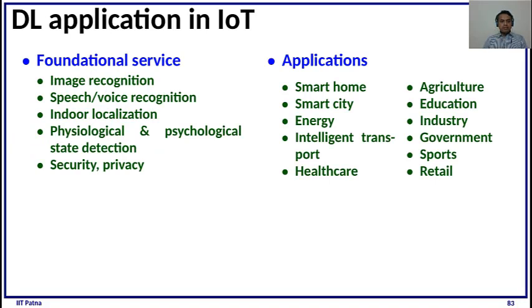So now let us take a look at the basics of deep learning that can actually help IoT. In the first part, we look into the basic problems that deep learning tries to address, which we will call the foundational services. What are the typical or basic problems, like image recognition? Given an image, I may need to identify where an object is present or what kind of object is present, and many other things that we need to figure out from a given image.